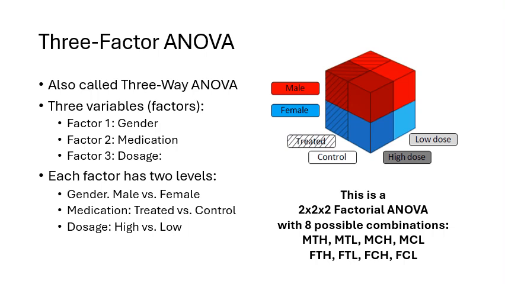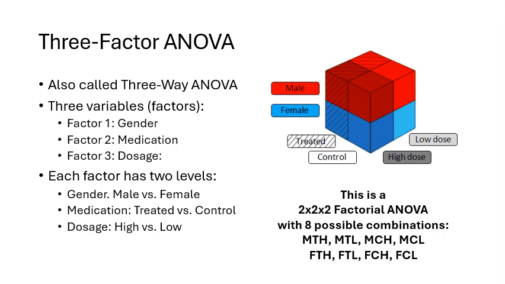So we might have male, female on this vertical axis, treatment, control condition on this horizontal axis, and the depth axis might have high dose and low dose. So each factor has 2 levels. So our 3 factors are listed here.